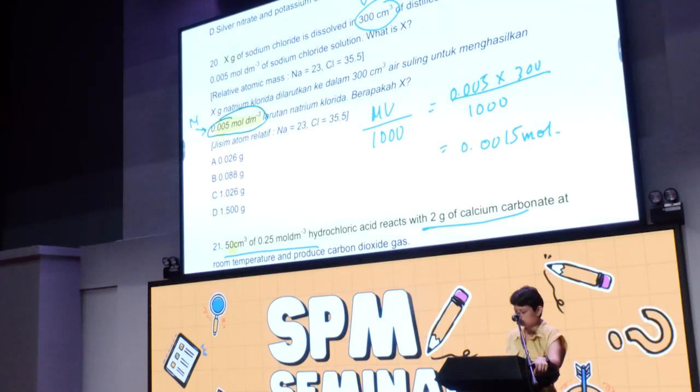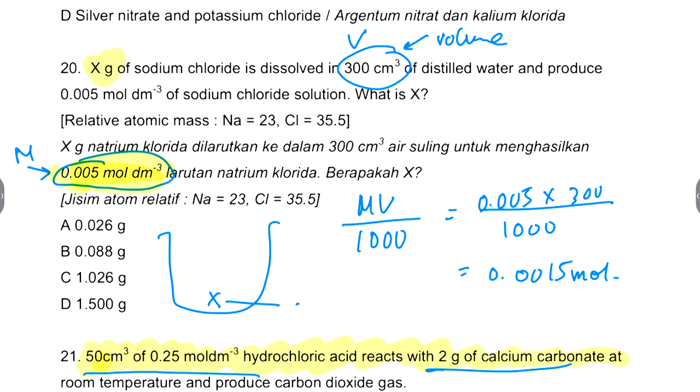All right, so now, yes, V is the same as the distilled water, sama dengan air suling, because this is what they did. Mereka campurkan X gram natrium chlorida dalam 300 cm padu air suling. Selepas itu, dia dapat 0.005. Okay, can? Does that answer your question, Syamila? If you are Syamila in the audience, I'm not talking to you. I'm talking about the one online, okay?